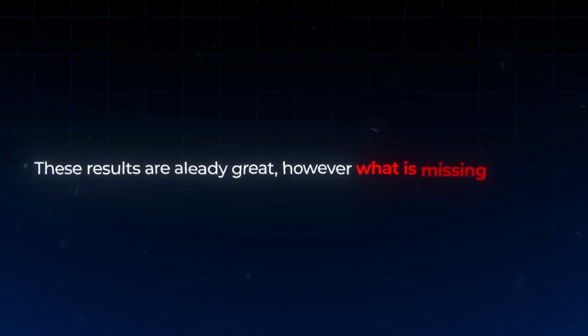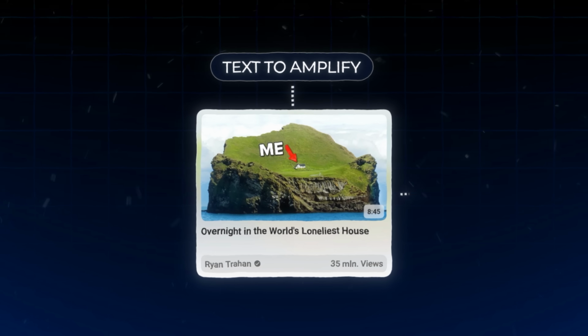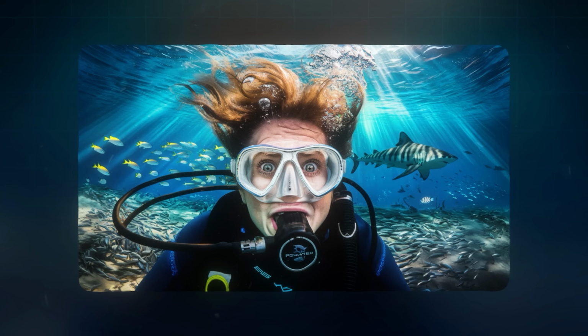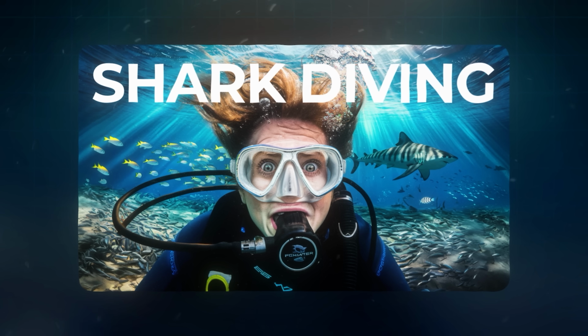Now, these results are already great. However, what is currently missing is text. Text to amplify is another one of the 12 best performing thumbnail formats on YouTube. So if I want to have a similar thumbnail like this, where it says shark diving in a bright, bold yellow font, that's exactly what I need to include in the prompt.